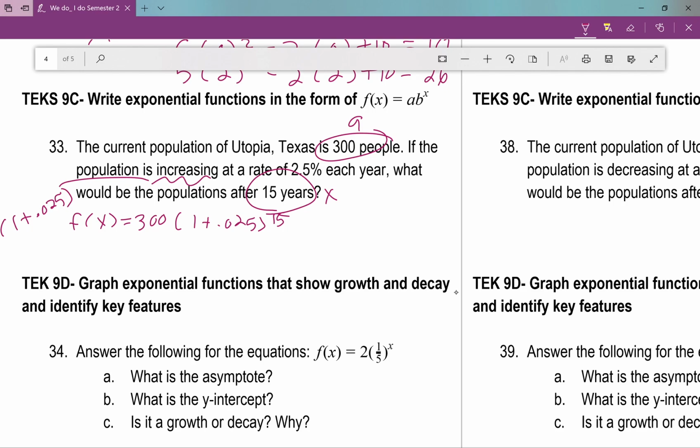Now I would type that all into my calculator and get an answer, and this answer is going to be the new population of Utopia, Texas. So this is the number of people, and I'm going to let you guys type that into your calculator, and you guys can find that answer. So remember, you're just typing this part into the calculator. That's it. Okay.